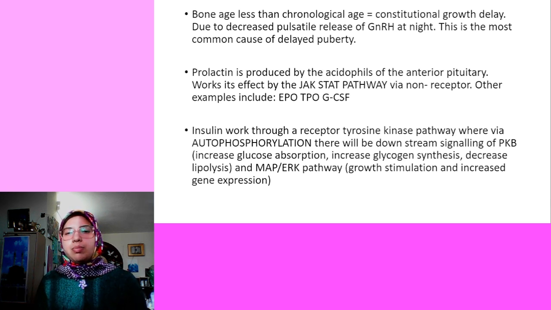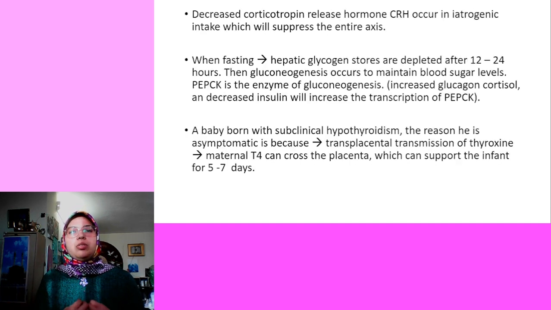Insulin works through the receptor tyrosine kinase pathway via autophosphorylation. There's going to be downstream signaling. You're going to have the PKB pathway and the MAP-ERK pathway. The MAP-ERK pathway is going to be growth stimulation and increased gene expression. The PKB one is more related to the glucose-related effects, such as increased glucose absorption, increased GLUT4, increased glycogen synthesis, decreased lipolysis. Decreased corticotropin releasing hormone, CRH, occurs in iatrogenic intake, which will suppress the entire axis.